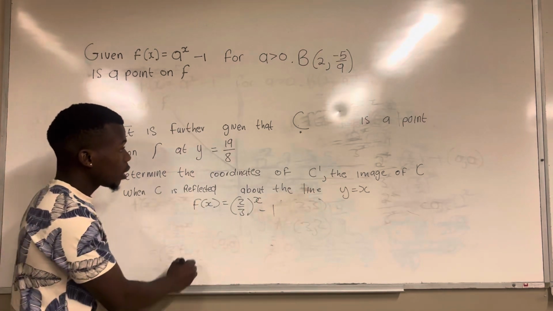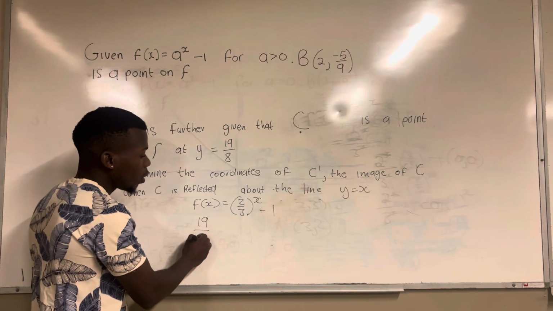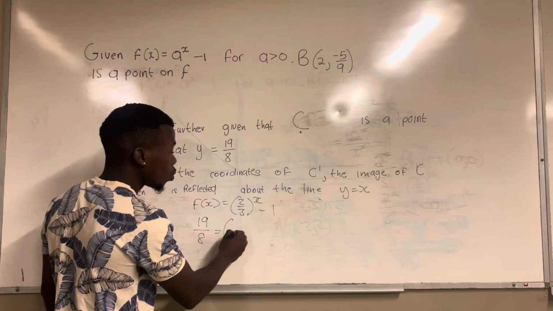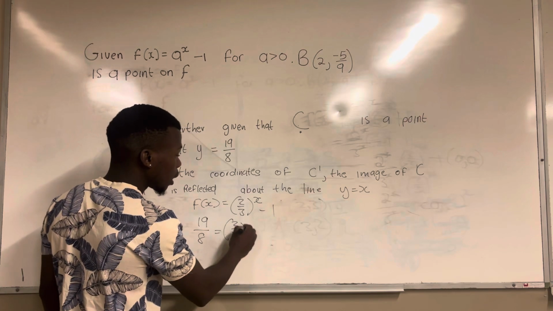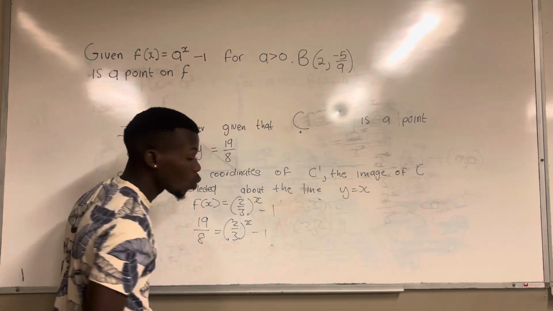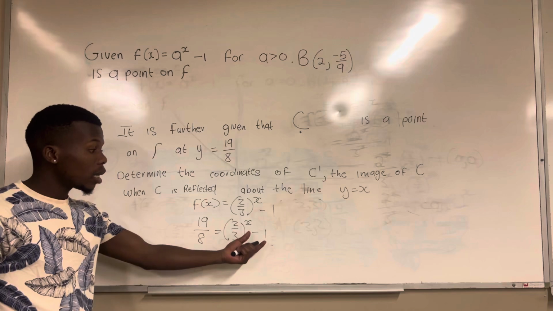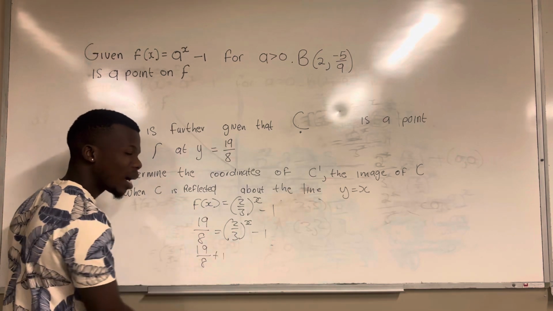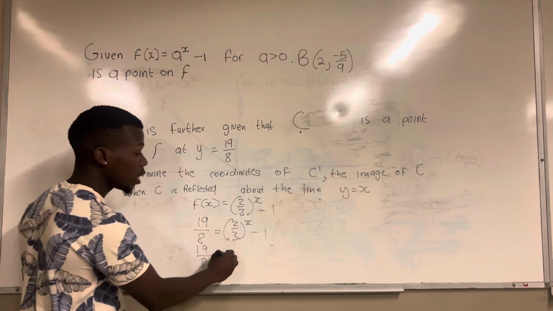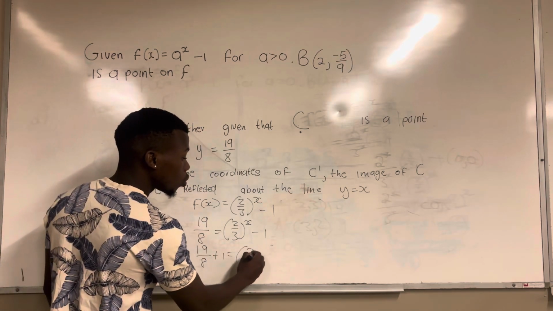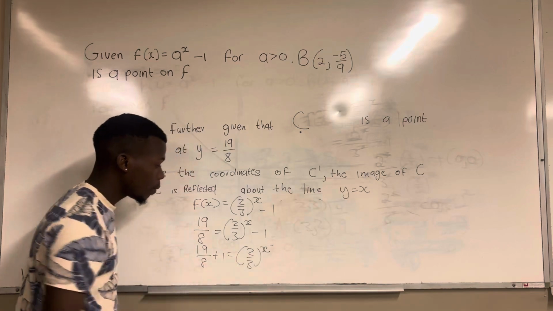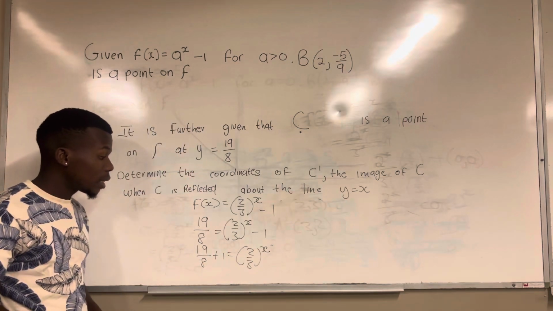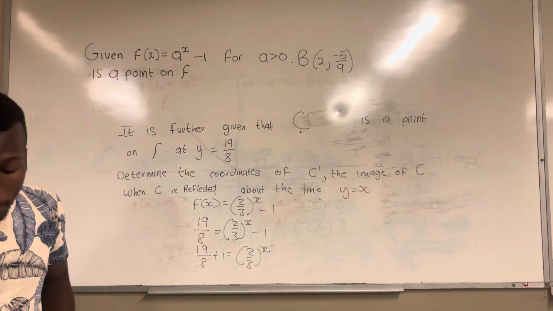It means I have 19 over 8 equals (2/3)^x minus 1. I'm going to take this minus 1 to the other side. It will be 19 over 8 plus 1, because everything that jumps the equal sign changes the sign, equals (2/3)^x. What is 19 over 8 plus 1?